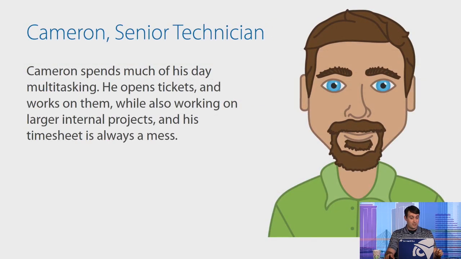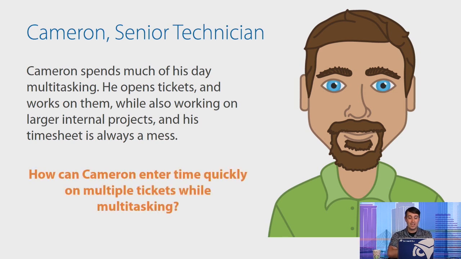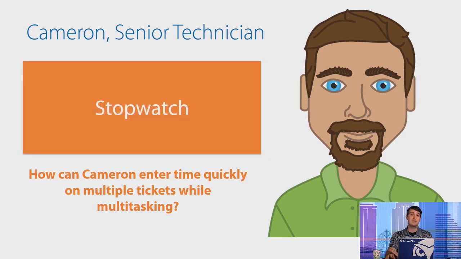Let's check in with Cameron, our senior technician, and he spends much of his day multitasking. He opens tickets, works on them, while also working on large internal projects. And his timesheet is always a mess. How can Cameron enter time quickly on multiple tasks while multitasking? For this, we're going to use a feature we call the Stopwatch.